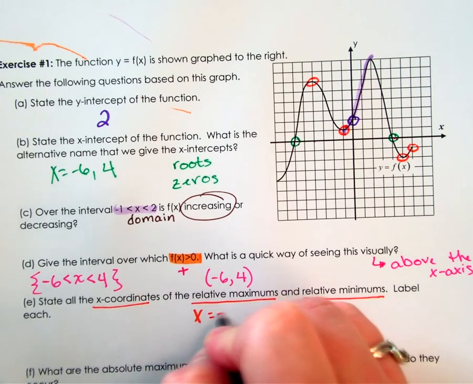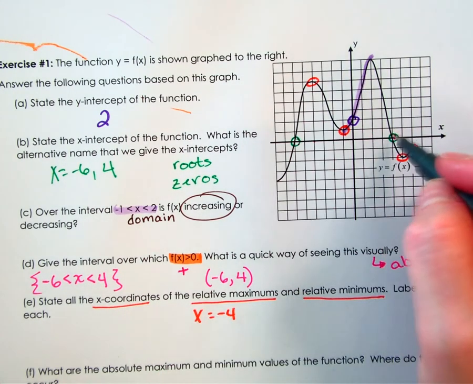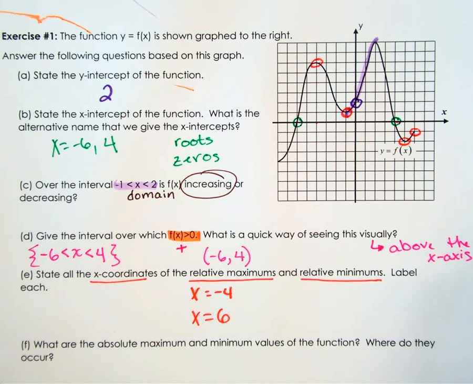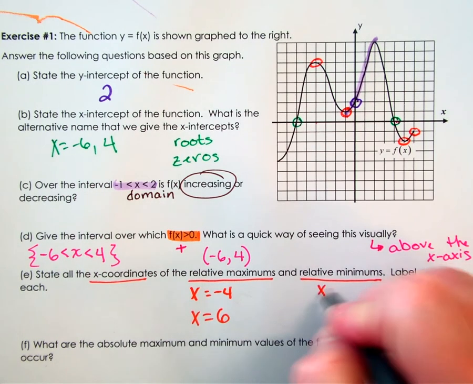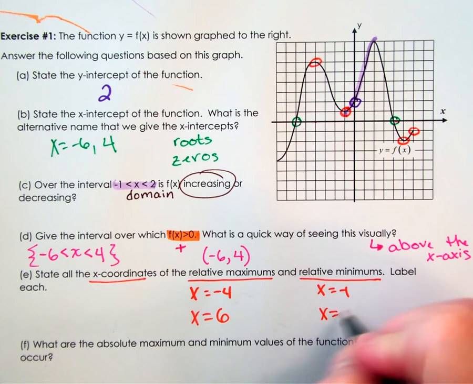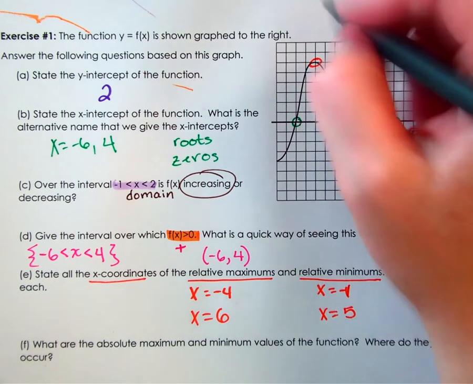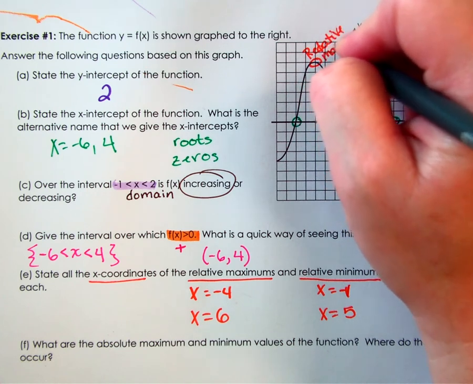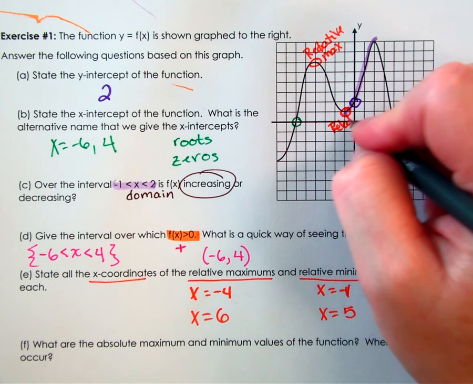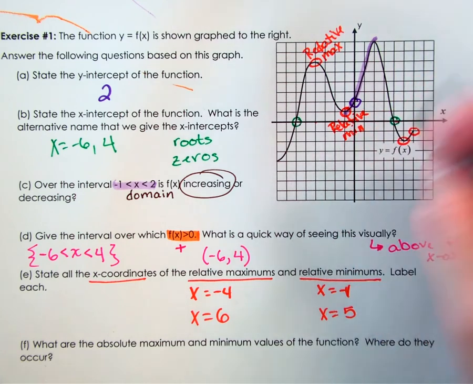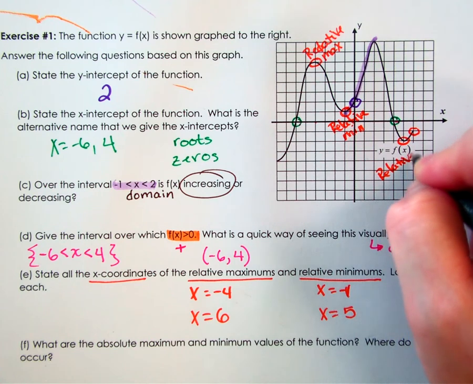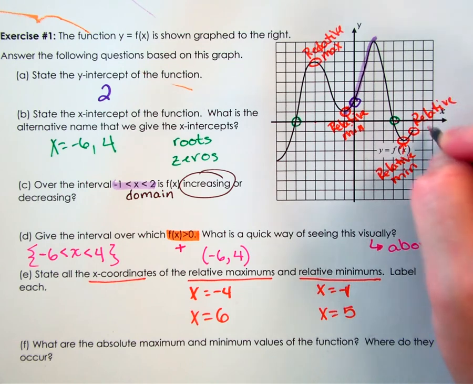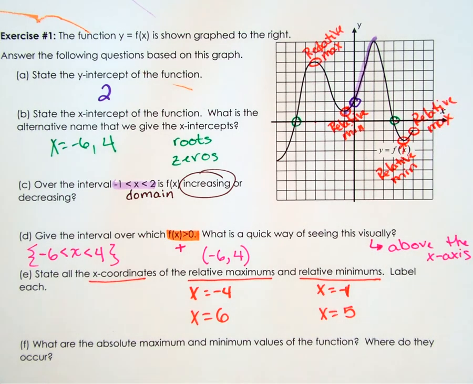-4 is one of our relative maxes. And at +6 is our other relative max. So we have 2 of them. -4 and +6. Our minimums are at -1 and +5. Label each. Okay, so relative max, relative min, relative min, relative max. There we go. I labeled all 4 of them.